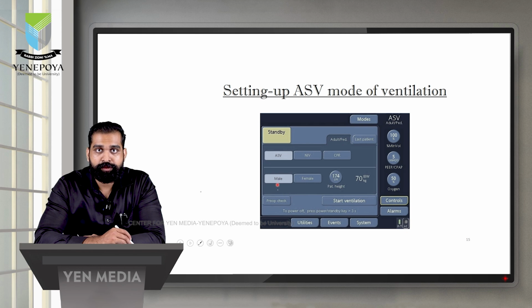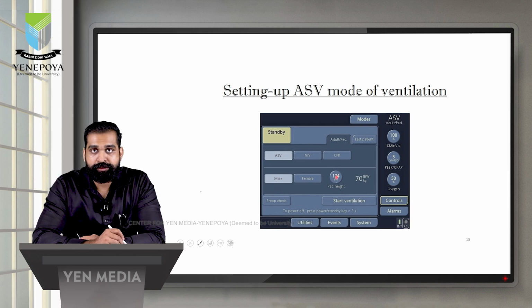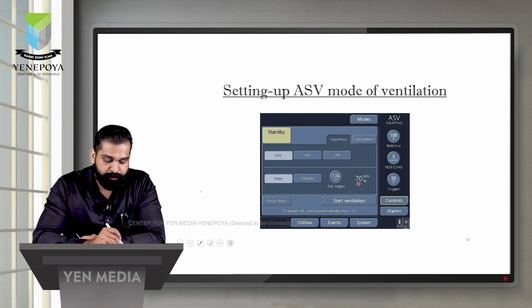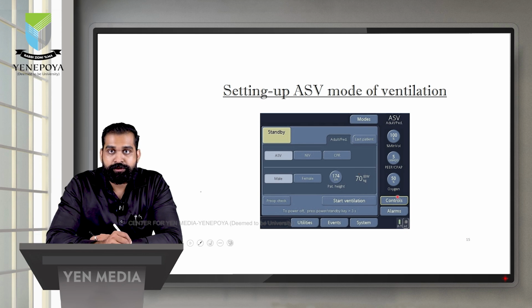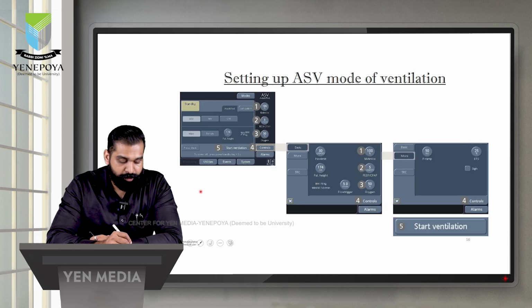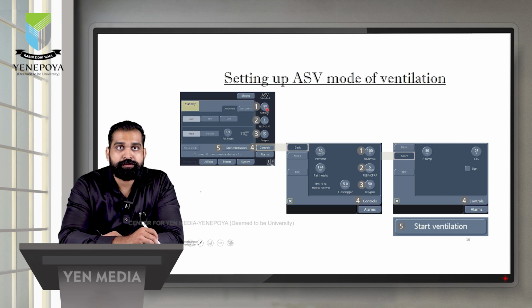You would select the patient type, adult or pediatric, select the mode as ASV, select the gender of the patient, and then you have to rightly enter the height of the patient, from which the ideal body weight will be calculated using the Radford's nomogram. By clicking the controls, you will be able to set the following factors, such as your percent minute volume, as much as the patient requires, the PEEP, and the FiO2.